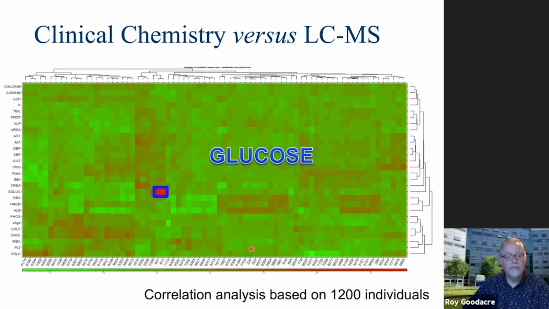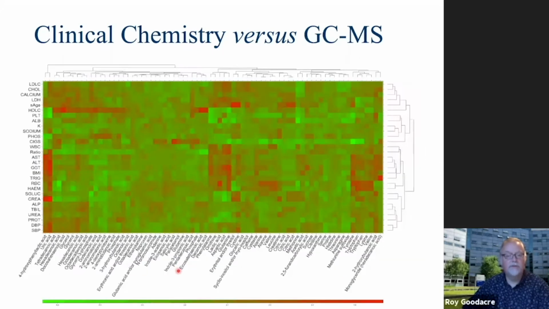We do the same thing, correlation based again on 1,200 individuals, and look at GC. So these are the clinical parameters.